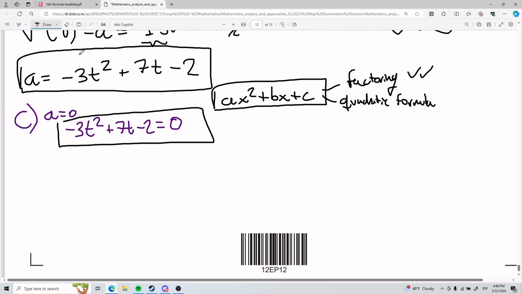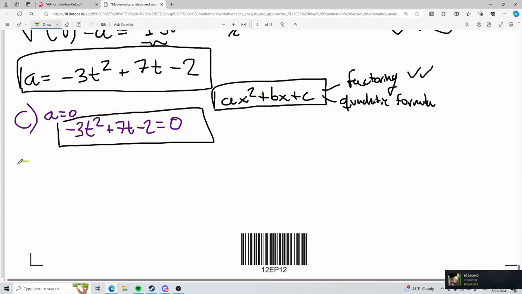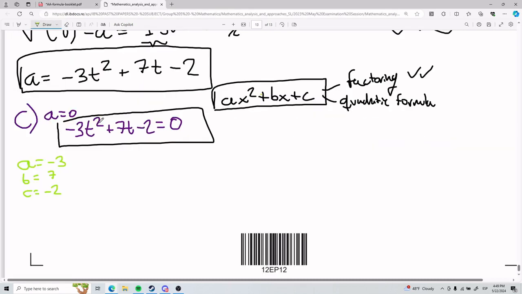So from here, be very, very organized in your approach. I suggest you take a moment and write down what a is, what b is, what c is. So a in this context is -3, b in this context is 7, and c in this context is -2. What was my formula? My formula is going to be -b plus or minus the square root of b squared minus 4ac, divided by 2a.